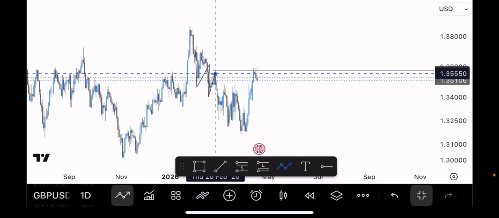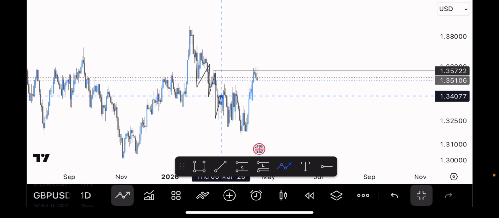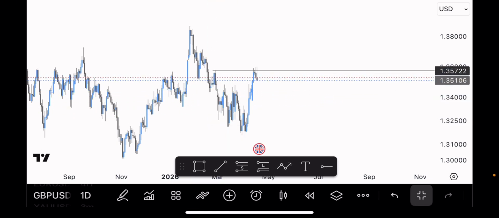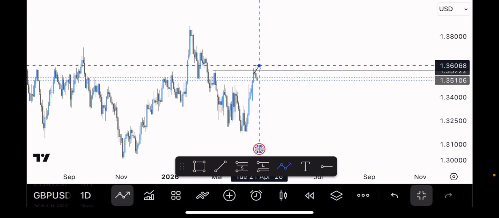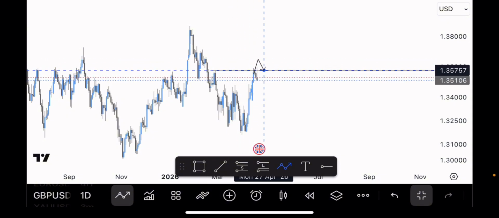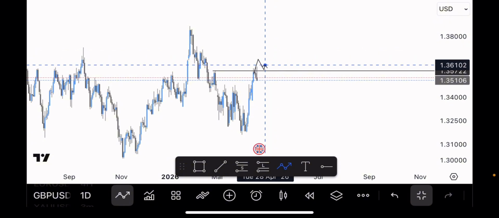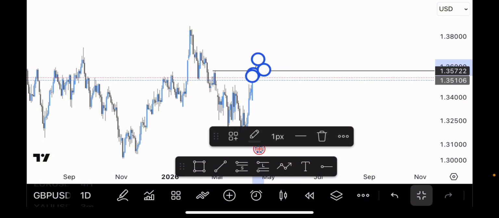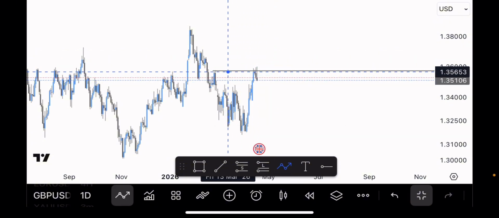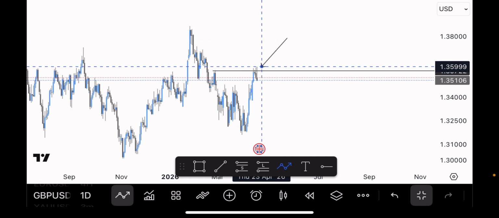So there's no need to buy GBPUSD this week. Why? Because we are only going to buy if the market breaks this major resistance level. That is when we expect the market to come and retest, and then we continue buying on GBPUSD. Don't forget that we are going to buy unless the market breaks this major resistance level.